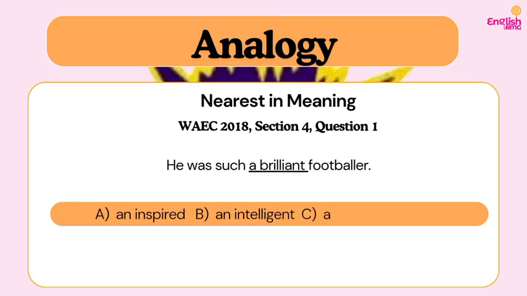So we have A, inspired, B, intelligent, C, dazzling, D, skillful. So when we say inspired, it does not mean the same thing as brilliant. Do you understand? When you're inspiring, we could say that you have some kind of influence on others. So intelligent is quite close, but the instruction is for us to look out for the nearest, not just the near. Do you understand? So we need to check all our options.